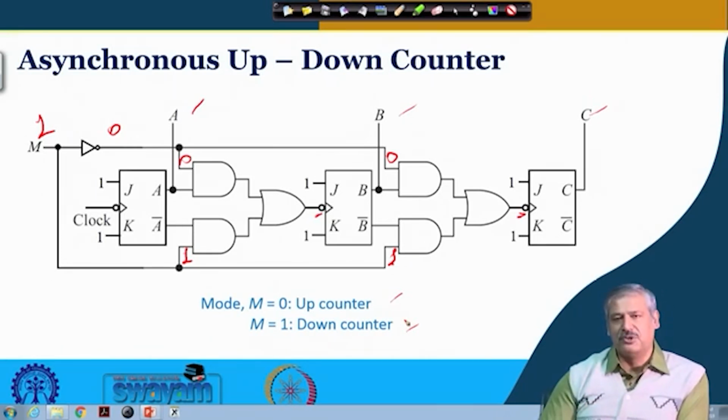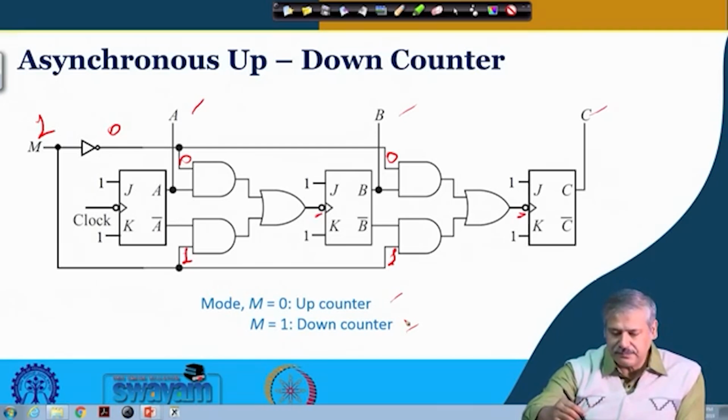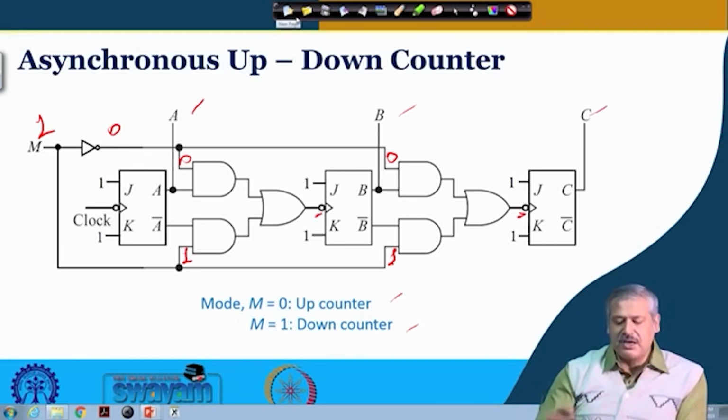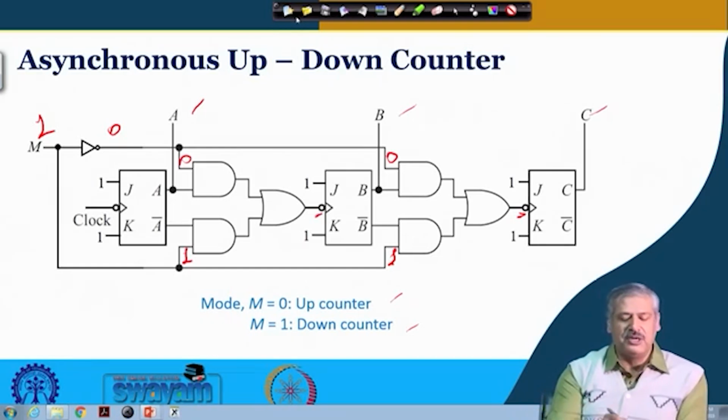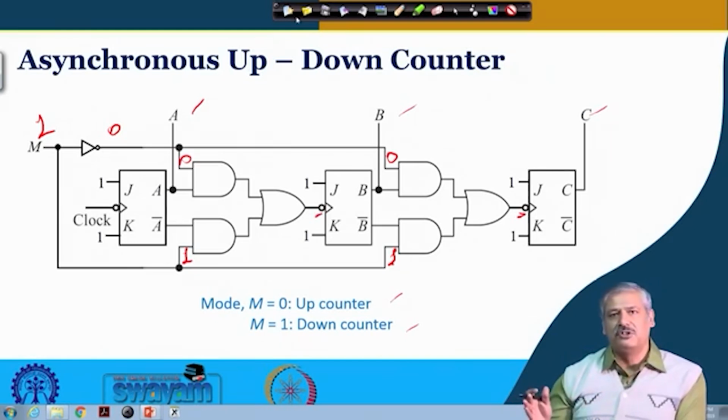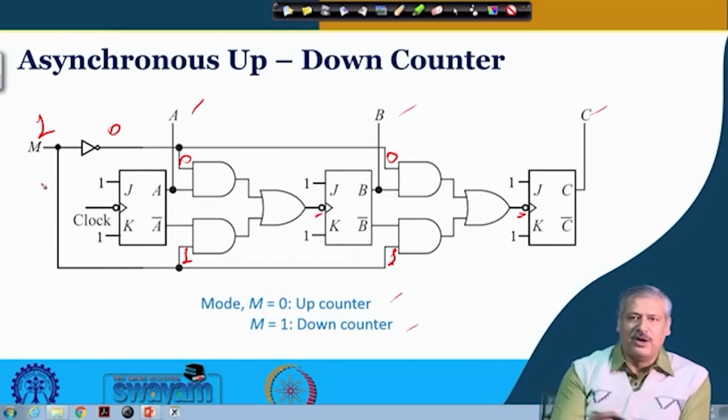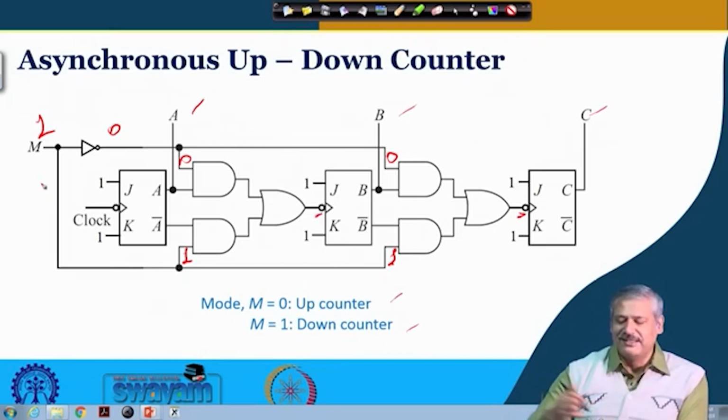In one circuit both things are there. While it is counting, it has counted up to a particular value, then you change M, and it will start counting in the opposite direction. So it has counted in the up count mode 0, 1, 2, 3, 4, 5, and then you have made M 1. So it will start down counting.